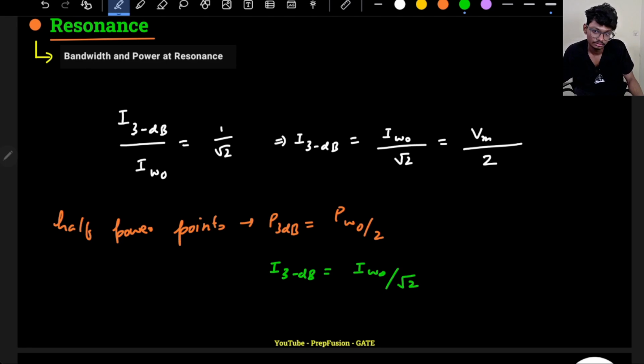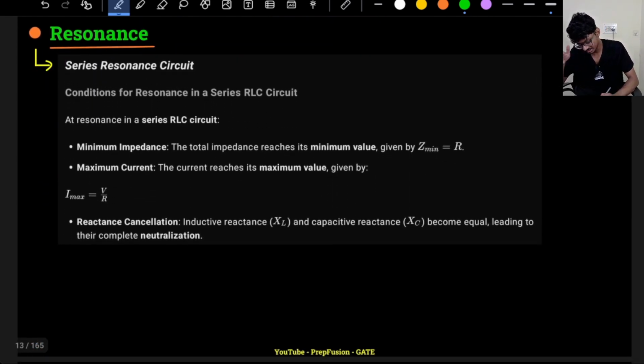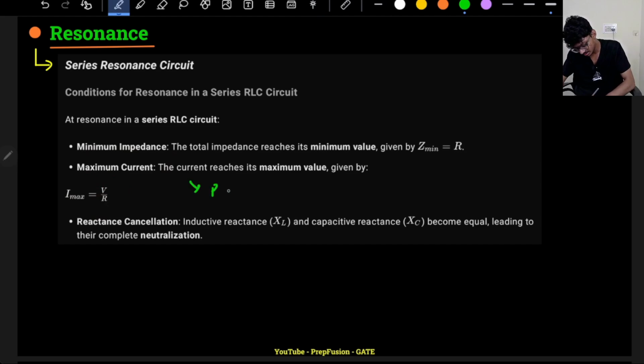These are the few things that you need to keep in mind, and we will discuss more about bandwidth, higher frequency and lower cutoff frequency later on. So a few conditions of resonance: in series resonance, the impedance is the minimum at the resonant frequency and the current is the maximum, because current is voltage by impedance. As the current is maximum, power, which is Irms whole square into R, also will be maximum.